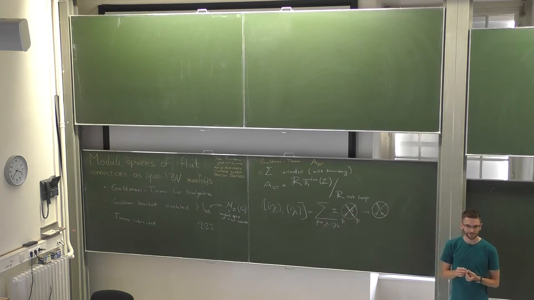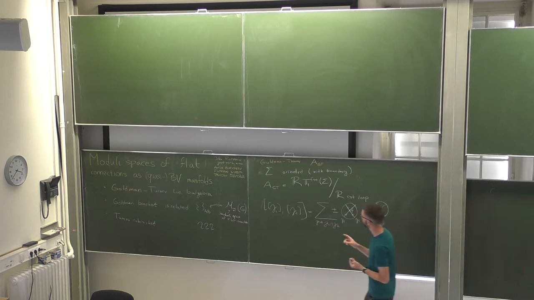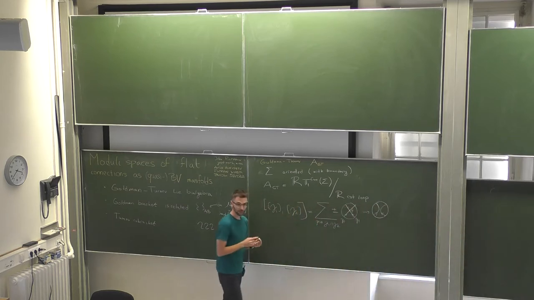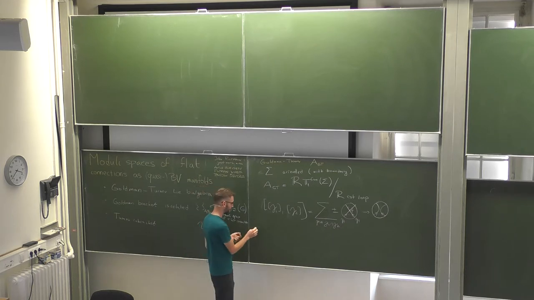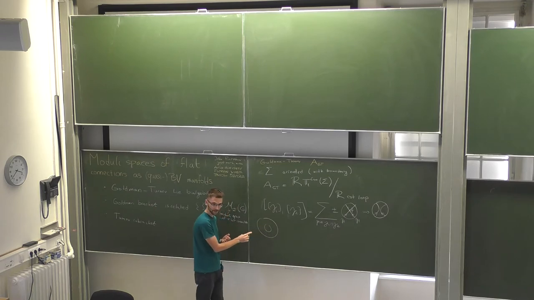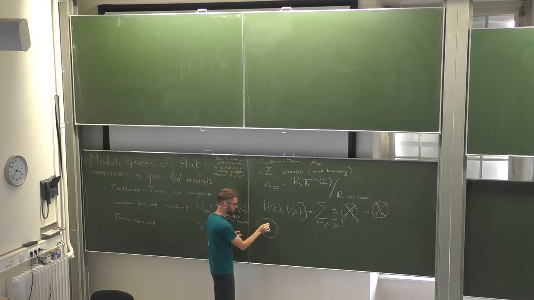There's a question. Can you please repeat what are the elements of that A_GT? The elements are linear combinations of homotopy classes of loops. For example, if you take the annulus as a surface, then you have a loop like this, or a loop which goes around twice.